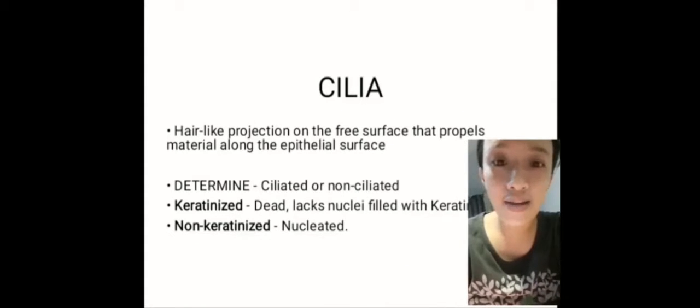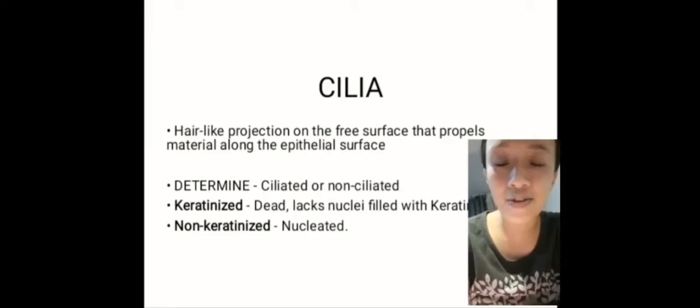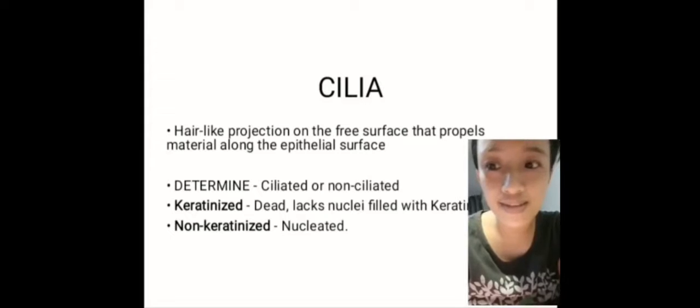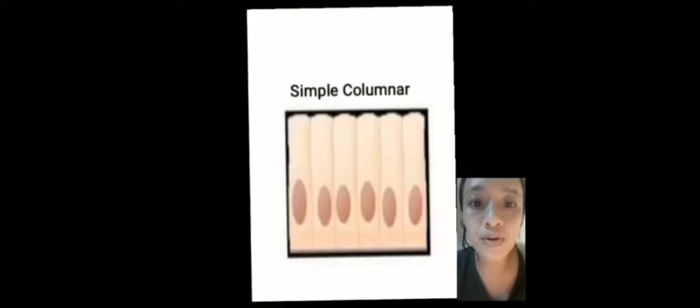Cilia are hair-like projections on the free surface that move materials along the epithelial surface. Determine whether it is ciliated or non-ciliated. Keratinized cells lack nuclei and are filled with keratin. Non-keratinized cells are nucleated. Simple columnar epithelium: the main locations of ciliated tissue are the bronchi, uterine tube, and the uterus, and non-ciliated tissue is found in the digestive tract and bladder.